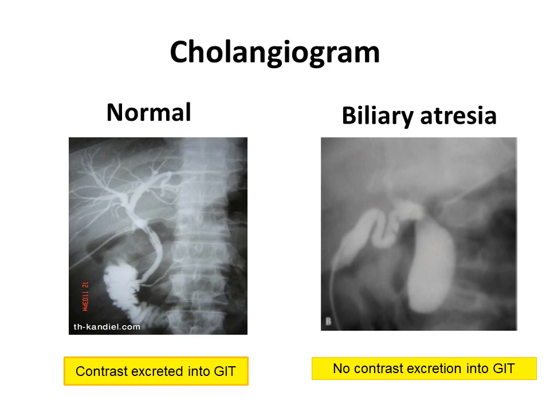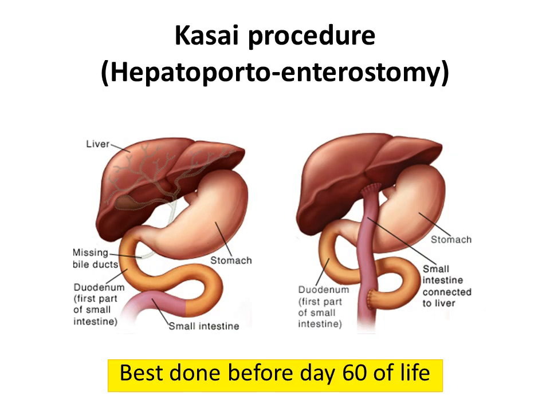The picture on the left shows a large cystic structure at porta hepatis and dilated intrahepatic duct but no contrast in duodenum. The operation for biliary atresia is known as Kasai procedure or hepatoporto-enterostomy, in which a Roux-en-Y anastomosis is done between porta hepatis and jejunum as shown in the picture. It gives best long-term outcome if performed before day 60 of life.